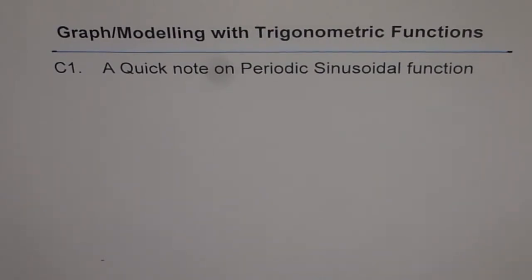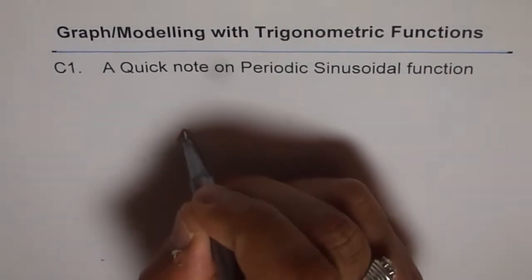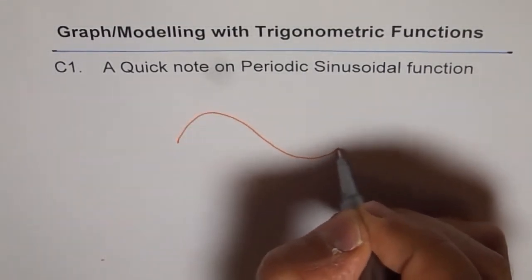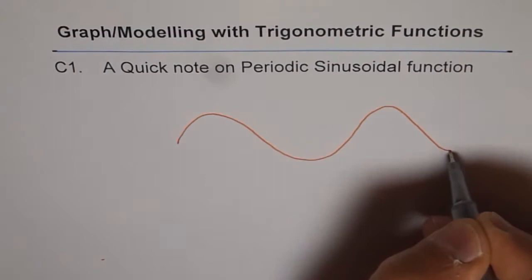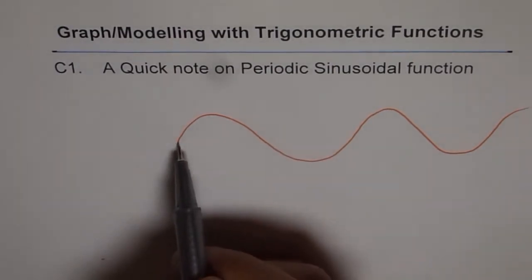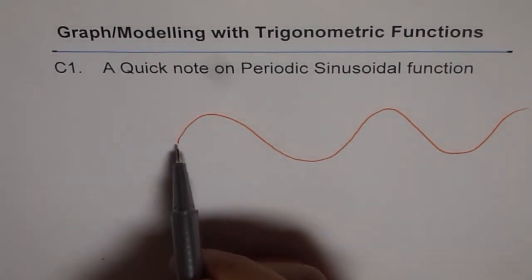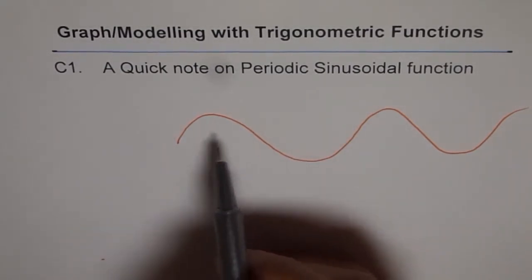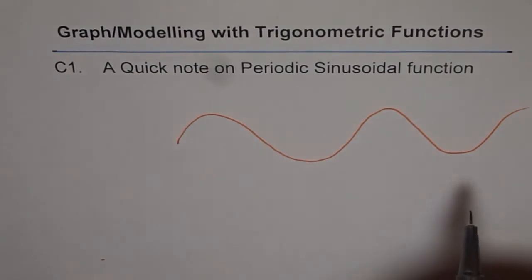So let me just sketch here a simple periodic function, right? And I'll just make a wave like this here. So we have this wave and like this it goes, right? So this wave normally we say is a sinusoidal wave, right? Sinusoidal waves normally start with zero value, correct? But any wave like this is referred to as sinusoidal wave.